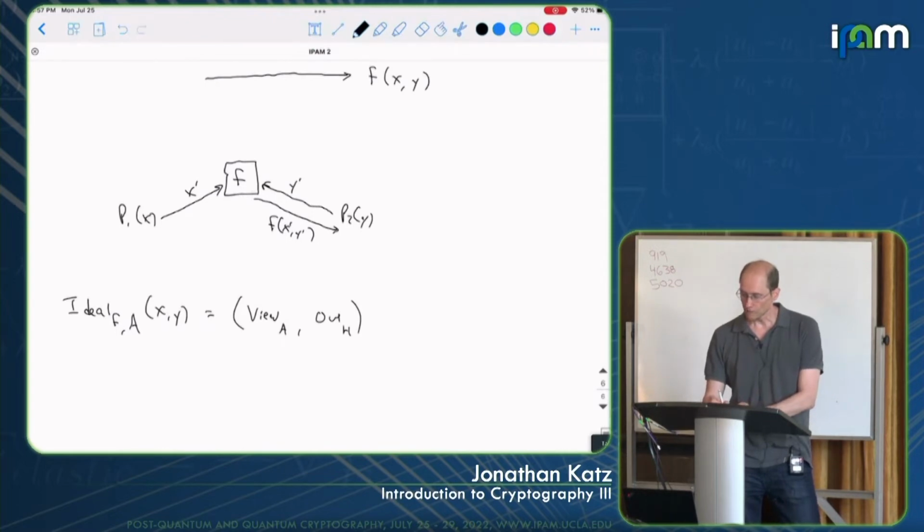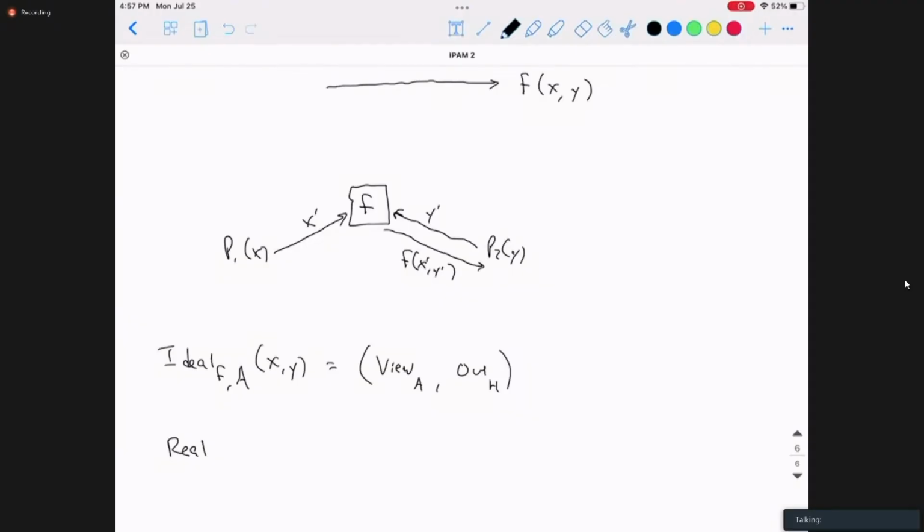We can correspondingly define a distribution real pi A, where pi is some interactive protocol being run between the two parties that corresponds to the initial picture that I wrote. And here, we're going to allow the adversary to output an arbitrary function.